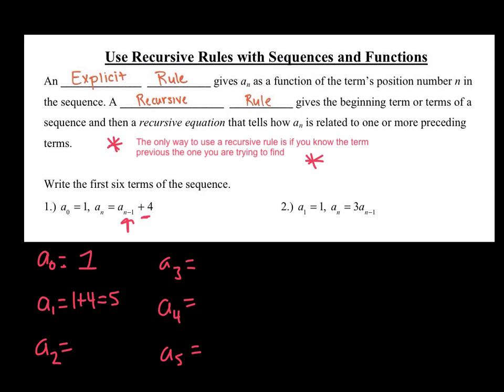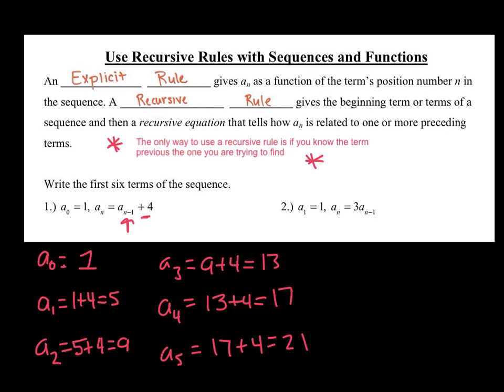So a sub 2 will be a sub 1 plus 4, the term before it, plus 4. So 5 plus 4 equals 9. A sub 3 will be the term before it, which was 9, plus 4, which equals 13. A sub 4 will be the term before it, which is 13, plus 4 gives us 17. And a sub 5 will be the term before it, 17 plus 4 equals 21.